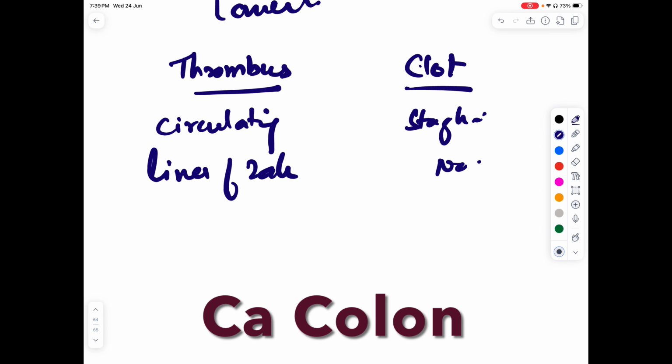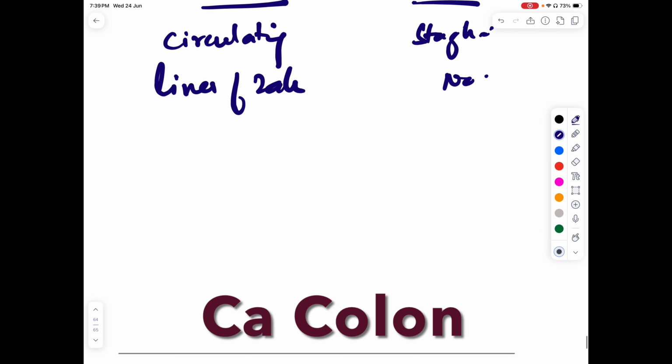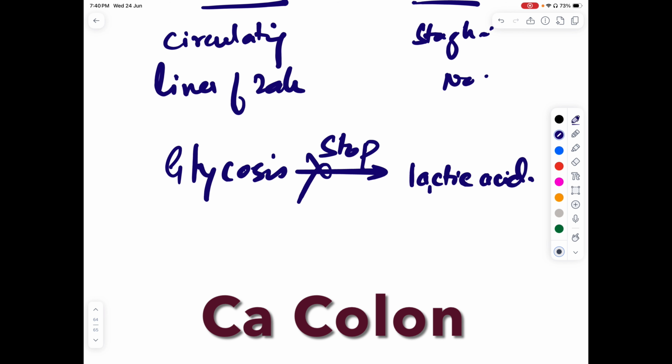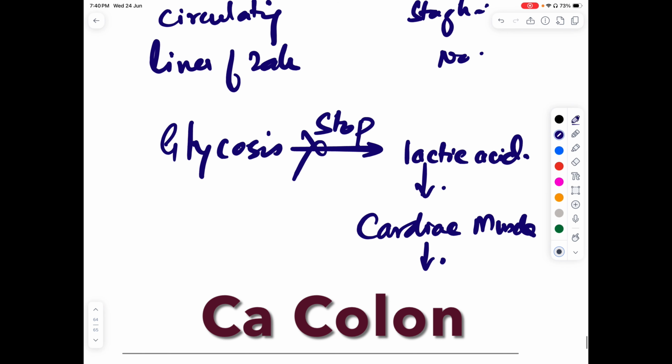So why does myocardial infarction occur? Within seconds of vascular obstruction, aerobic glycolysis stops. Normally there is aerobic glycolysis. When it stops, it leads to anaerobic glycolysis, ATP depletion and accumulation of lactic acid. So lactic acid has a noxious action on the cardiac muscle. This causes damage to the muscle, leading to infarction and loss of contractility.